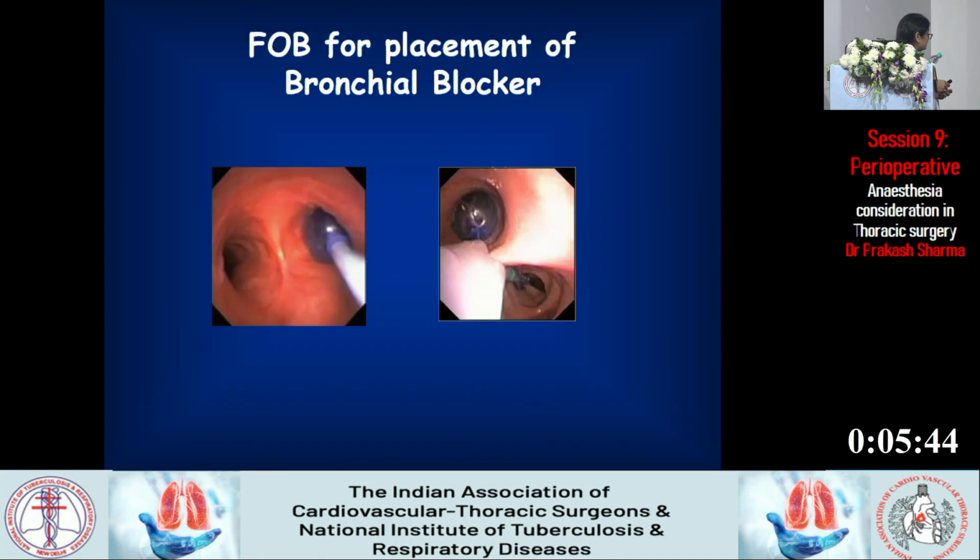Now this is when we do a bronchoscopy for placement of bronchial blockers. This is the carina, and this is the bronchial blocker which has been placed in the right main bronchus. Again, this is an EZ blocker, where we have two bronchial blockers, and the cuff is placed on each. Depending on which side the thoracotomy is to be done, the respective blocker can be inflated.